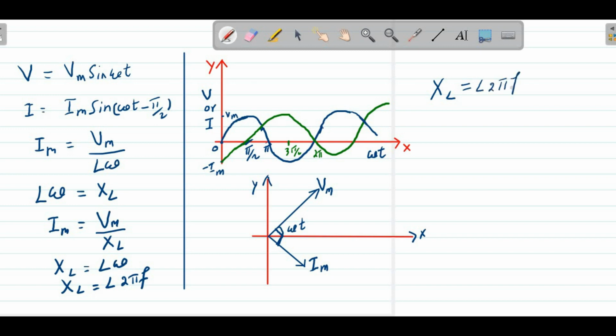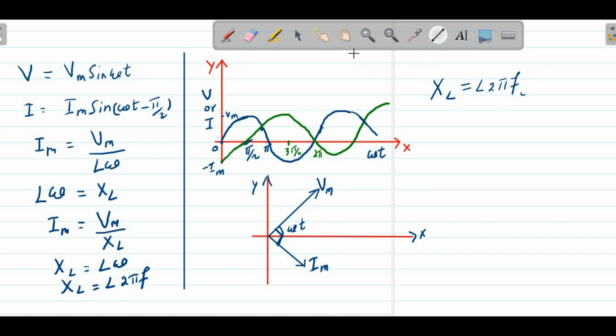This L into 2 pi f means it depends on frequency. For a given inductor, L is constant, 2 pi is constant, only the frequency of AC is the variable. So for all AC, the inductor coil will not offer the same opposition. The opposition to the flow of AC given by the inductor coil depends on the frequency also. That is why it is called inductive reactance. Normal resistance depends only on the length of the wire, area of cross section, material, temperature, etc. So for a given material and a given length, it will be constant. But inductive reactance XL is not constant for a given inductor. It depends on the frequency of the applied AC also.